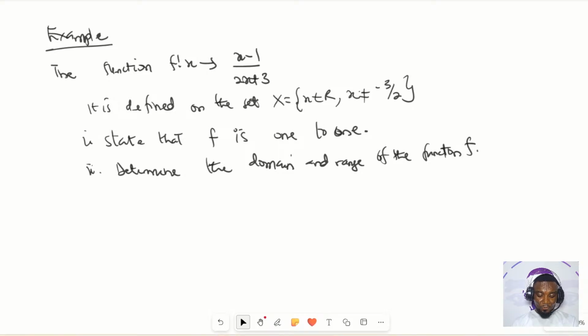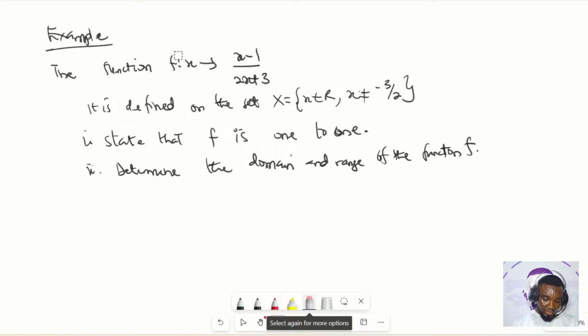So when you solve for the function f of x, you realize that, right, a is equal to b. That's when you use a and b, a is equal to b. So you can conclude that the function is one-to-one in that case. That is a very good one.